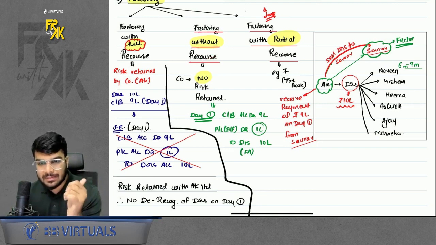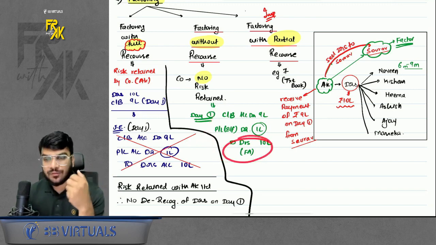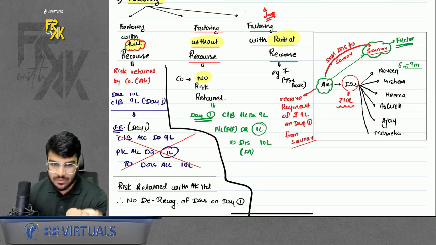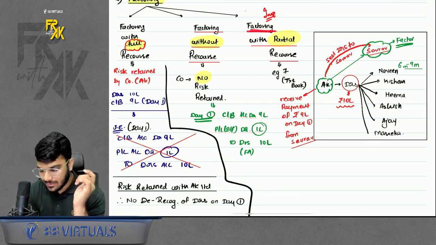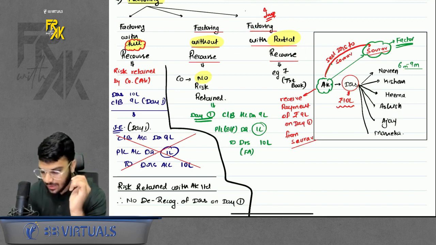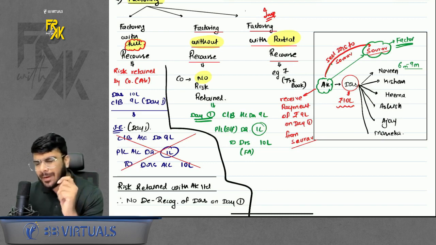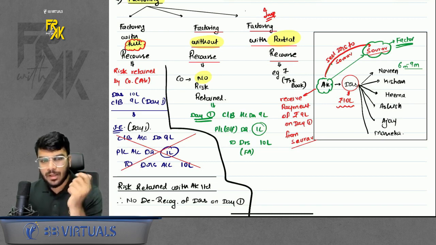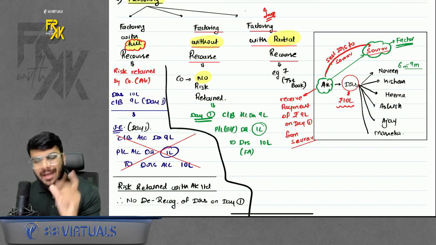So what is to be done in this case? Whatever proceeds you receive, you will record it and you will remove the financial asset. Why? Because risk and reward have been transferred. Okay, done. And the difference will go to profit and loss. Now, the third and important case, from an exam point of view, this is important in de-recognition, and that is factoring with partial recourse. What is partial recourse? Partial recourse means you have sold the debtors, but you have retained some partial risk.